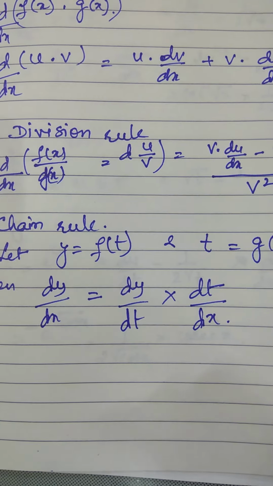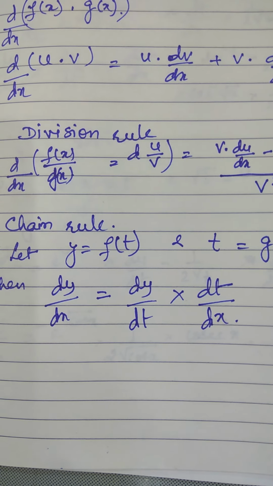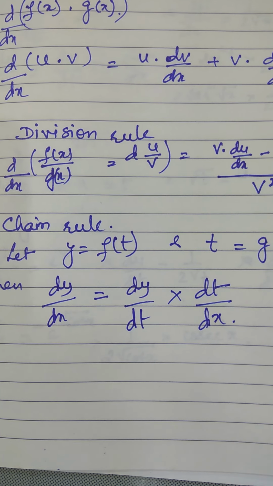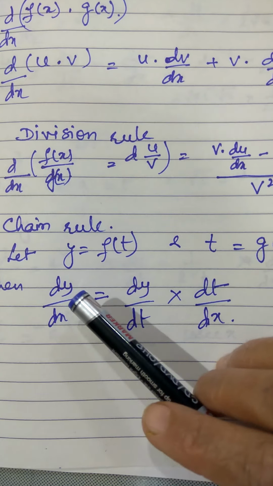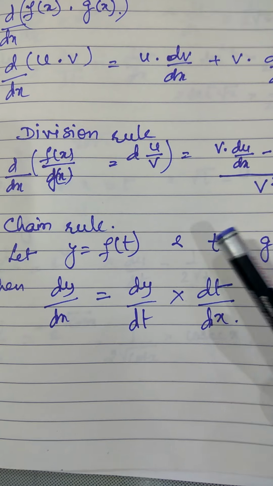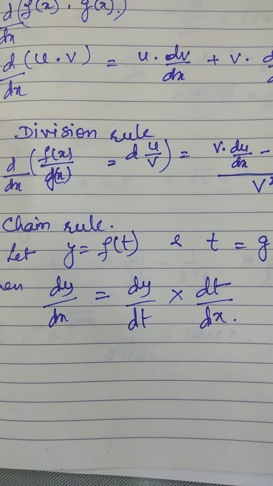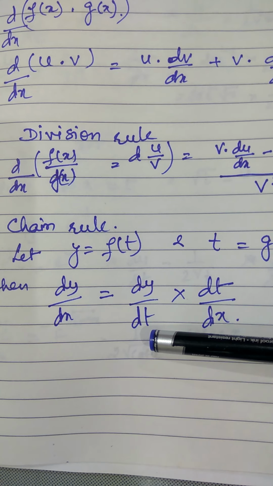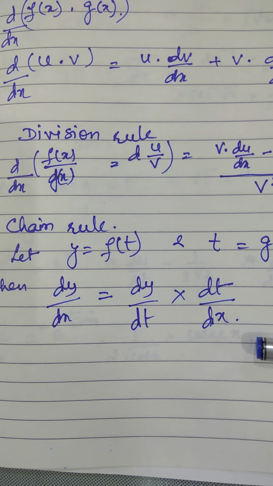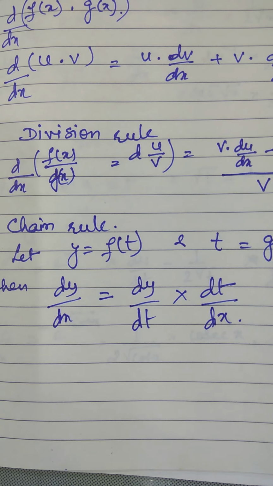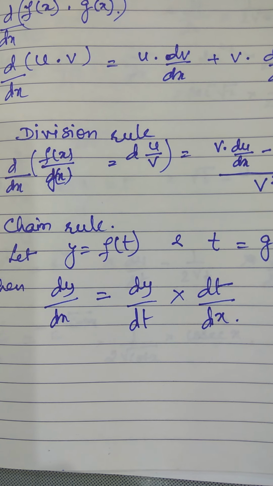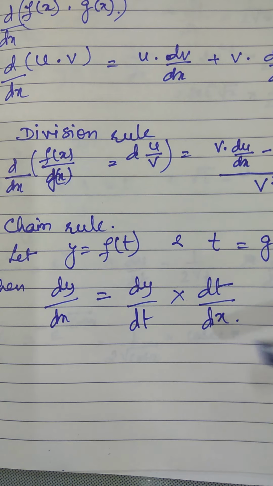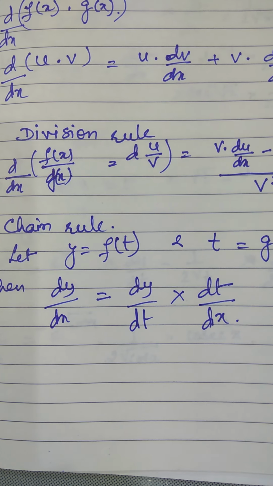Now we have the chain rule. This is the derivative of a function of a function. Suppose y is a function of t and t is a function of x, then dy by dx is given by dy by dt into dt by dx. So this will give you dy by dx. This is called the chain rule. This is a function of a function.